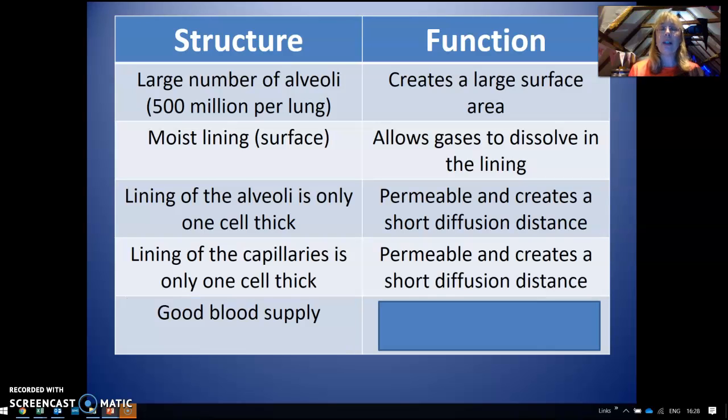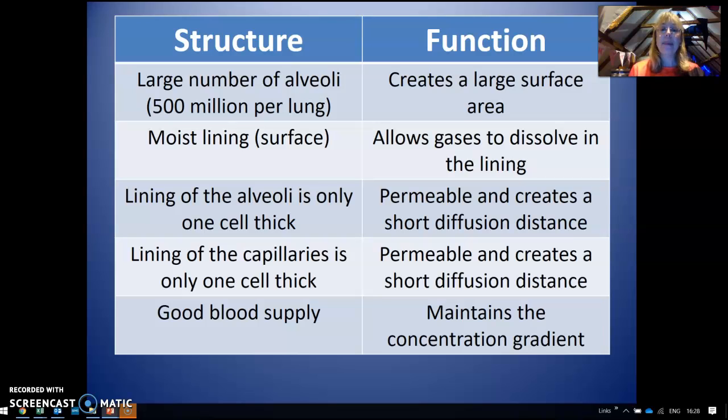And we also need a really good blood supply, and we know that we have that. What this is going to do is maintain that concentration gradient, the high concentration of oxygen in the lungs, the low concentration of oxygen in the capillaries, to help that diffusion, so it can go from a higher to a lower concentration. Note how I use higher and lower. It's always good to use it as a comparison. So ER words are what we're looking for there.